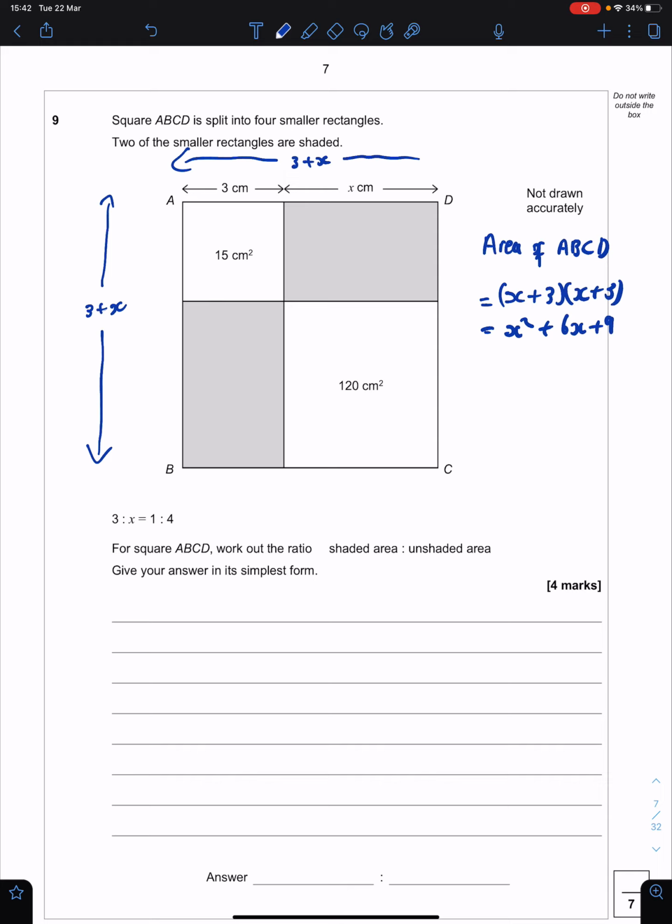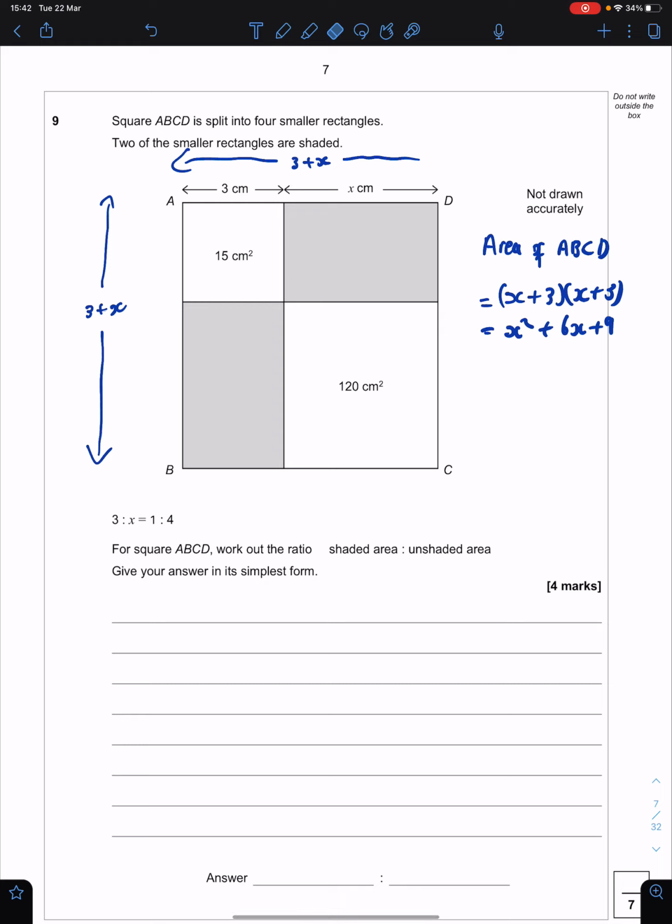Okay. So if the ratio of 3 to x is 1 to 4, well, I can just multiply this ratio by 3, as in both these bits here. So that becomes 3, 1 times 3, and 4 times 3 is 12. So we know basically the x bit is 12. Okay, that's fine. So basically this is 12. So that means the whole thing is 15.